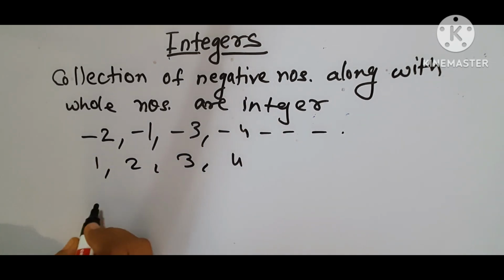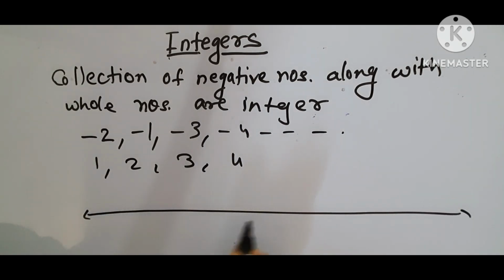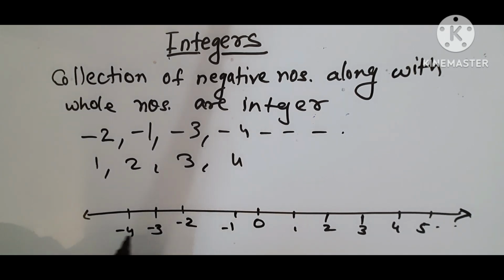Okay. If we want to represent an integer on a number line, it is 0, 1, 2, 3, 4, 5 and so on. Similarly, -1, -2, -3, -4, -5 and so on. So it's a collection of positive numbers and negative numbers. The whole numbers and the negative numbers, they are known as integers.